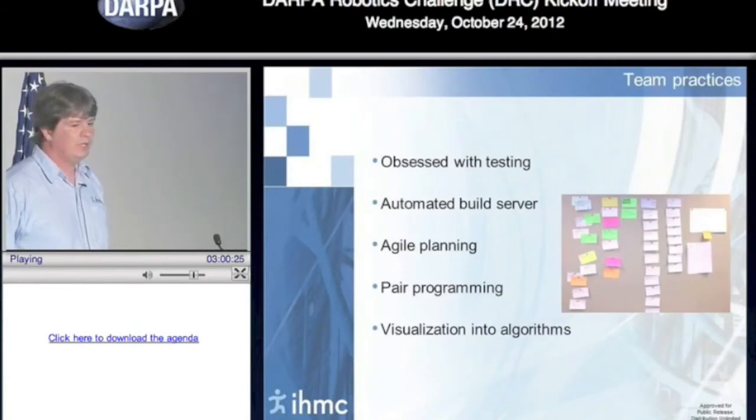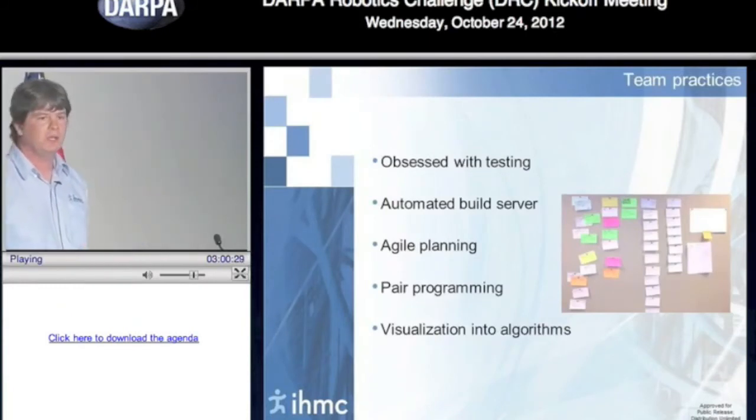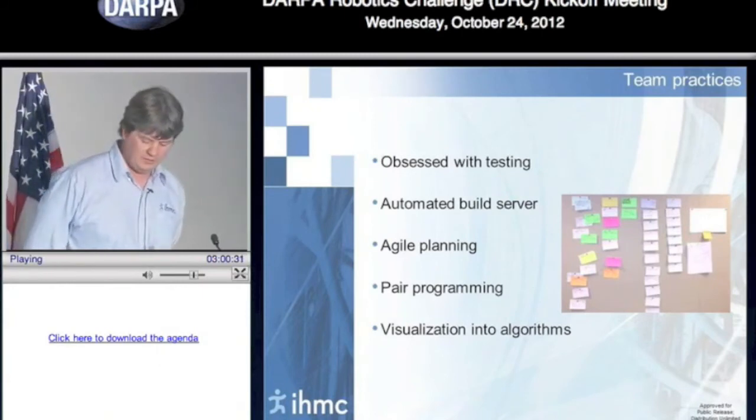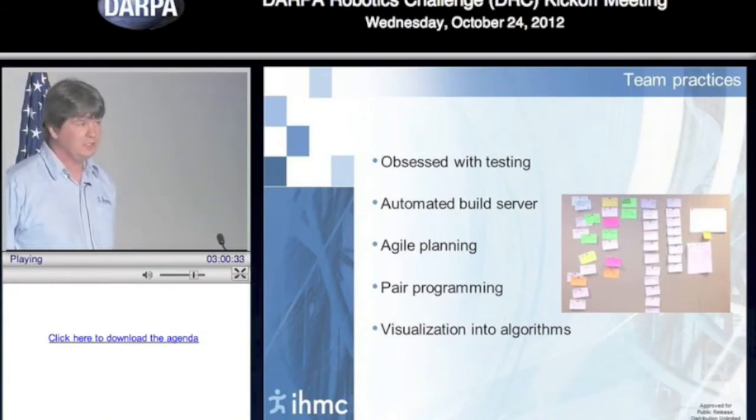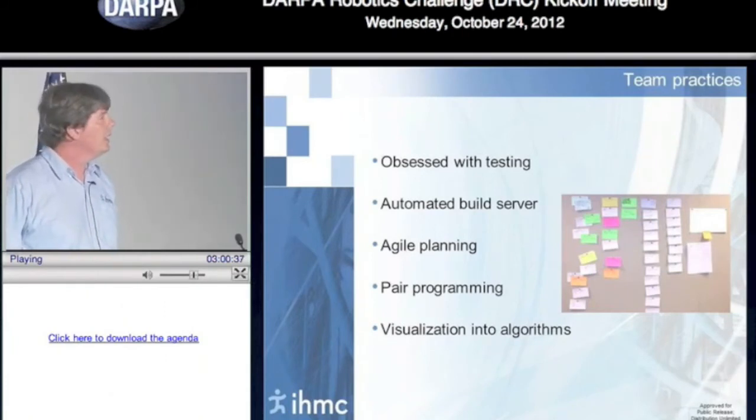So here's some of our team practices. We do a lot of extreme programming style practices. We believe that one of the biggest challenges in this project is going to be just managing software complexity. And so we're very obsessed with testing. We don't say any of our software is done until we have a test suite that proves that it's done.